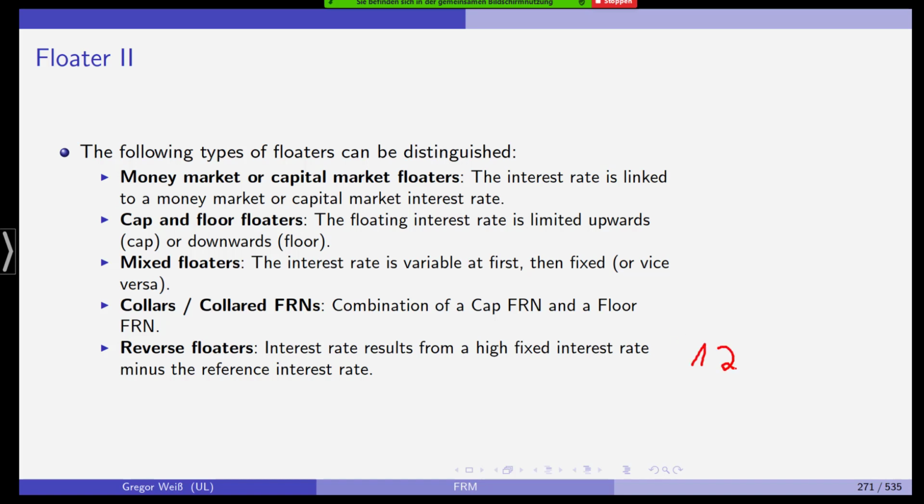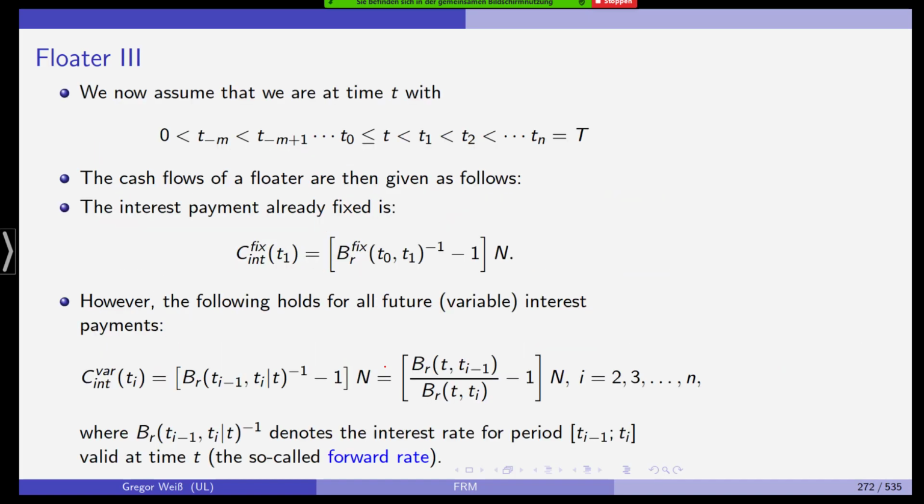let's say, 12% minus the variable interest payment. As you can see, this is reversed. We are now getting more money if the reference interest rate goes down. So that's a reverse floater.